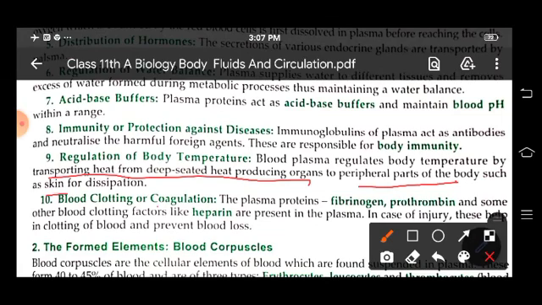It also helps in blood clotting or coagulation. Plasma proteins like fibrinogen and prothrombin, and some other blood clotting factors like heparin, are present in the plasma, and in case of injury, they clot the blood and prevent blood loss.